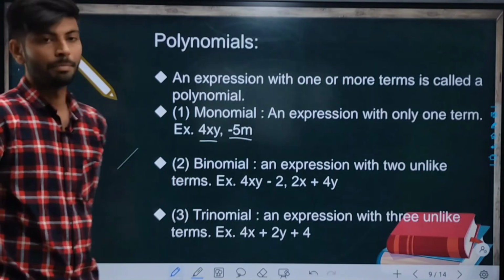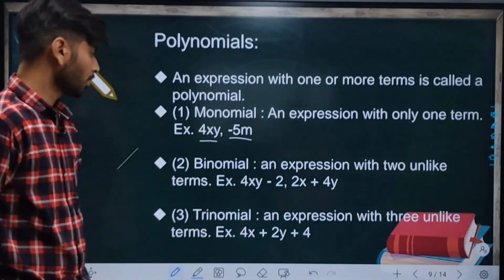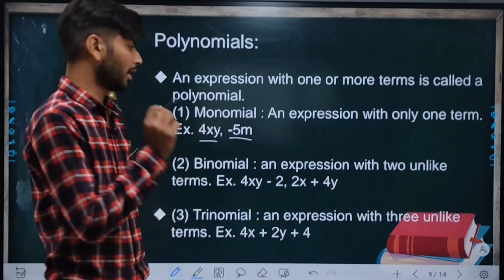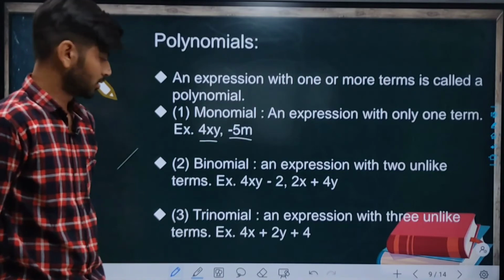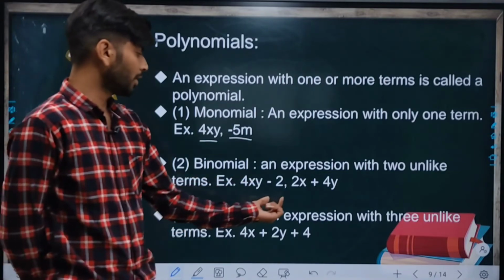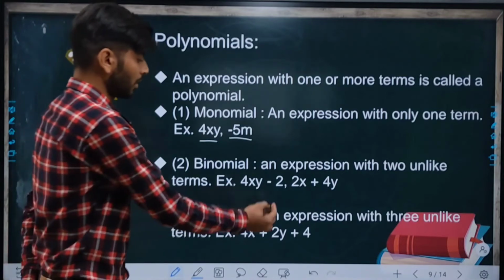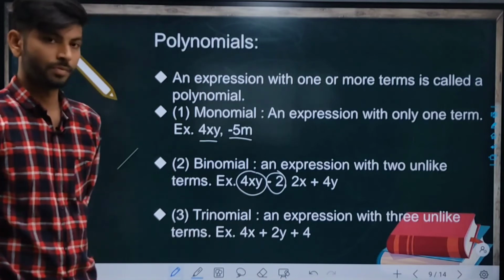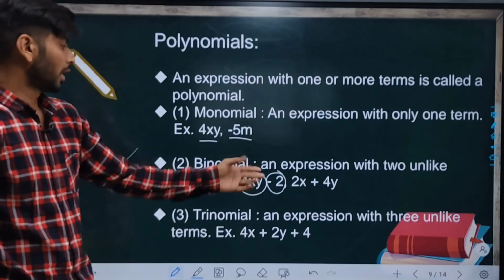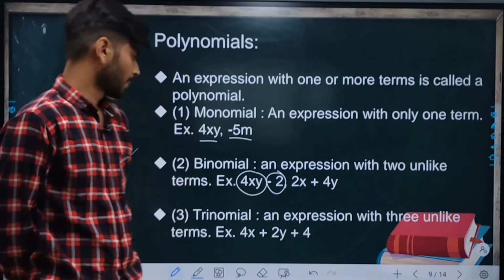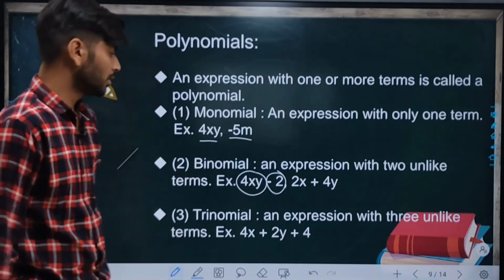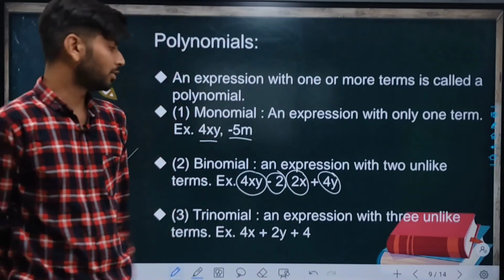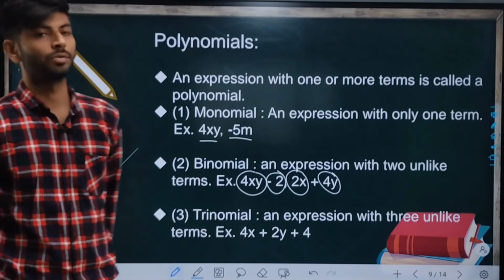Now second, binomial. Binomial is an expression with two unlike terms. Remember that there should be two unlike terms. For example, 4xy minus 2. In 4xy minus 2, there are two terms, 4xy and minus 2, and both the terms are unlike terms. So it is a binomial. Similarly here, 2xy plus 4y also has two unlike terms, so you can say it is a binomial.